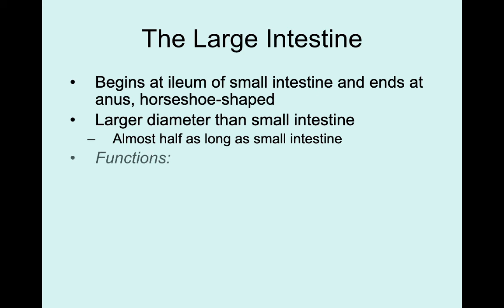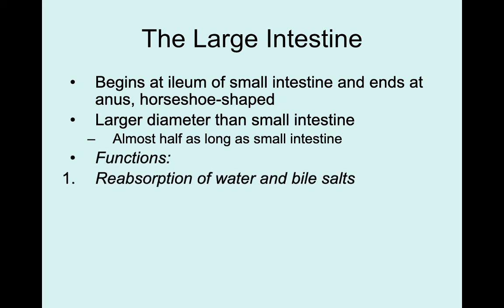The functions of the large intestine include reabsorption of water and bile salts. So there is a little bit of absorption that happens in the large intestine. When the material moves from the small intestine to the large intestine, the material is still pretty watery, and we don't need to be pooping out all that water. I mean, that's when you have diarrhea. If material goes through the large intestine too quickly, then you have diarrhea. If it goes through the large intestine too slowly, then that's when you're constipated.